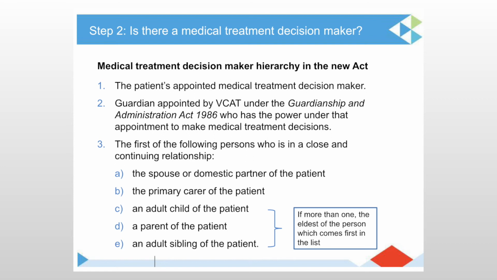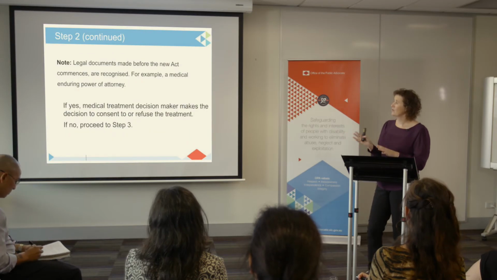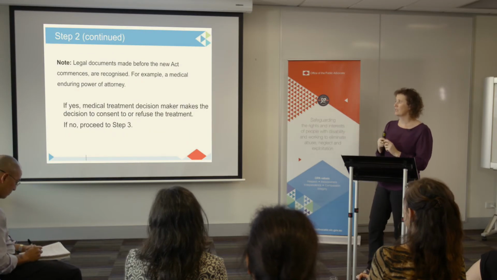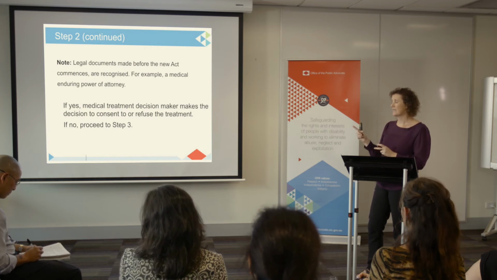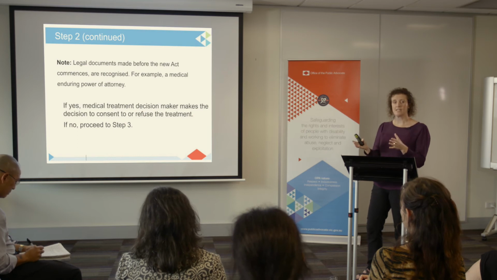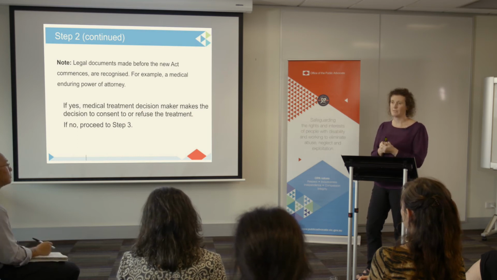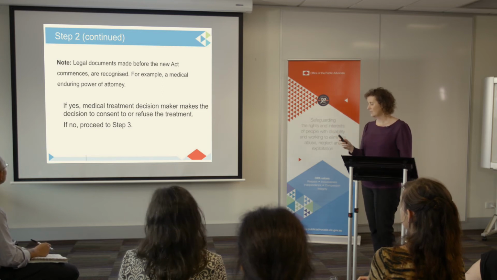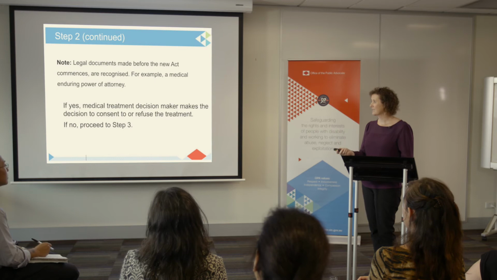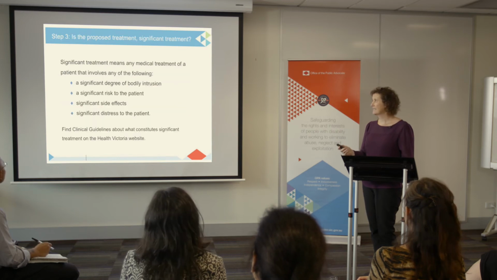If, when you're going through number 3, there is more than one at any of those lists, then it would be the eldest of those persons, so the eldest child or the eldest sibling. So you've got to this step, you've found a medical treatment decision maker under that list. The medical treatment decision maker will then make the decision to consent to or refuse the medical treatment for your patient. If, however, there is no one under that medical treatment decision maker list, you need to come to step 3.